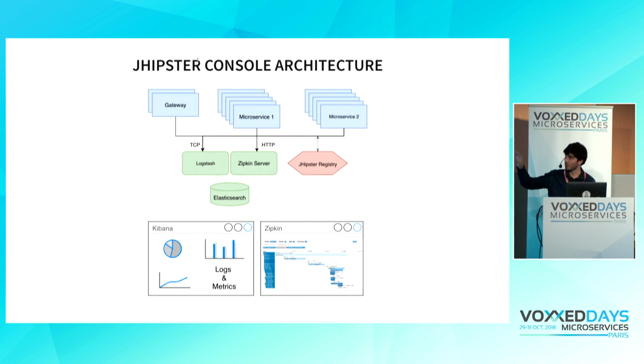This is a pretty standard JHipster architecture. You have a gateway, possibly in many instances of the gateway. You also have a number of microservices, and every one of them is going to report monitoring information to both Logstash for log ingestion and the Zipkin server. And for both of those servers, we use Elasticsearch as the storage.